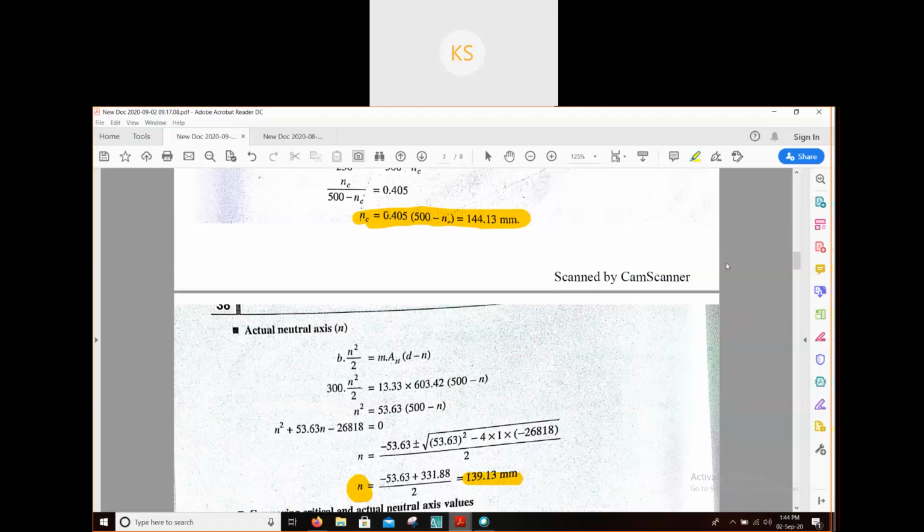Reinforced. Under reinforced. Reinforcement section. Will it be under reinforced or over reinforced? Under reinforced. Okay, so now we have come to the conclusion that our section is an under reinforced section.